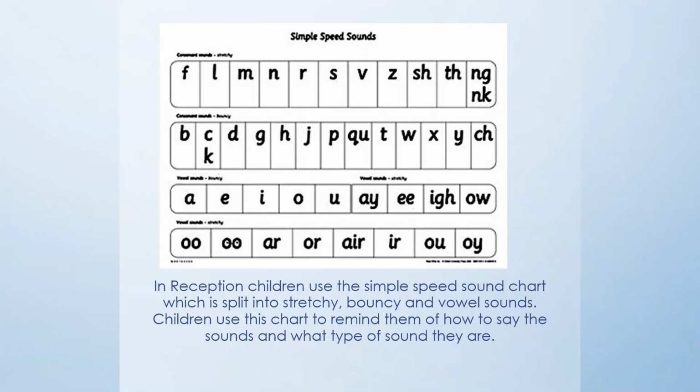Whereas underneath it, we have the bouncy sounds. The first sound here is the b, b, b, b, b. It bounces along as we say it. We remind children of a bouncy ball. When we say these letters, we bounce them. In reception, children are taught that first representation for the sound. They will learn one way to say that sound.